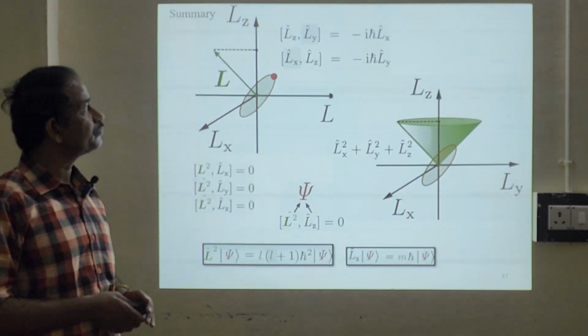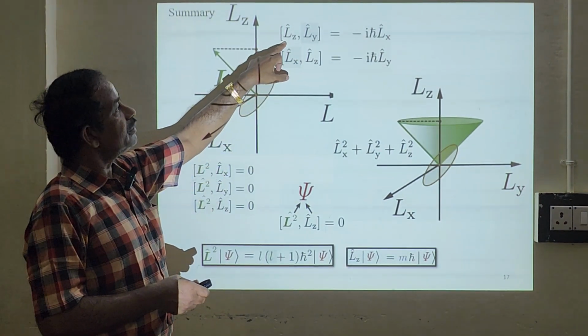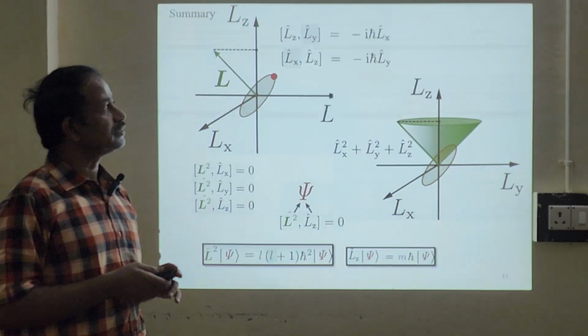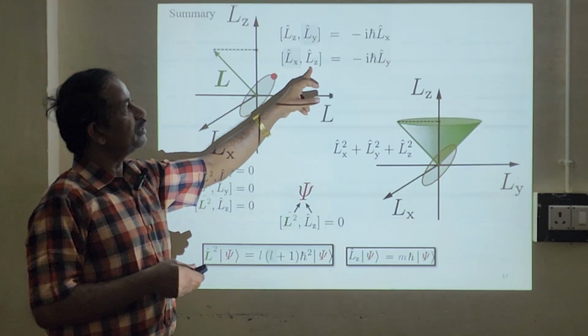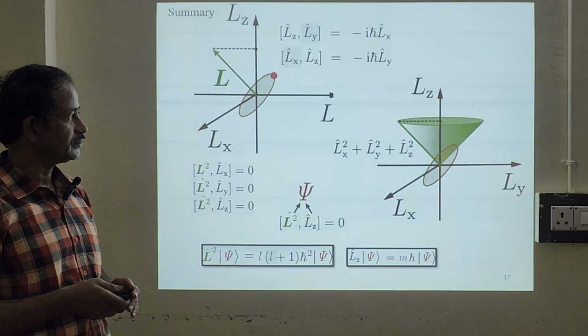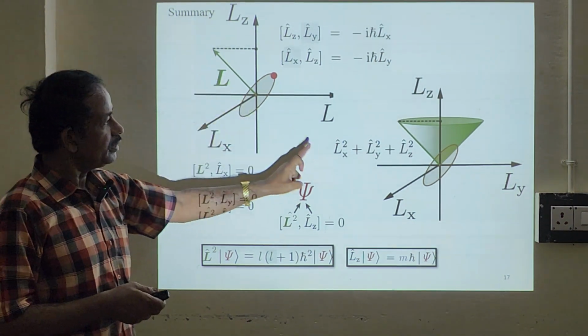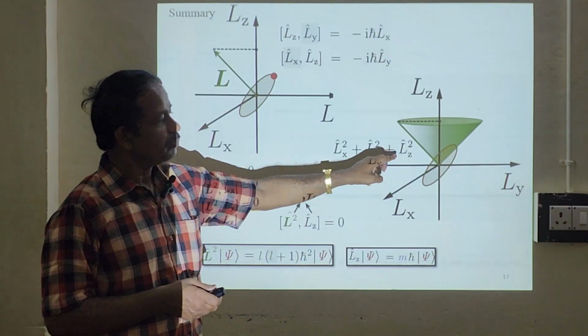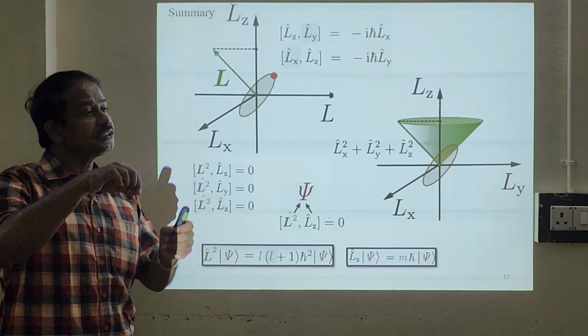So something is missing. We have learned [Lz, Ly] equals minus iħ Lx, and [Lx, Lz] equals minus iħ Ly. We know already, we have learnt. So this L squared will be Lx squared plus Ly squared plus Lz squared.